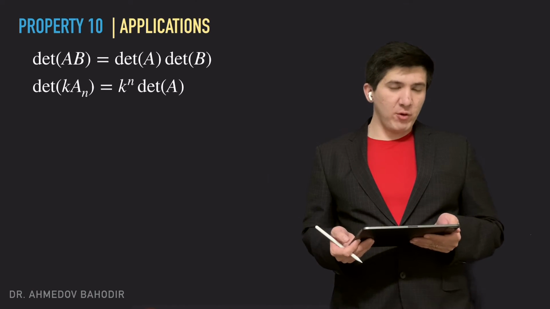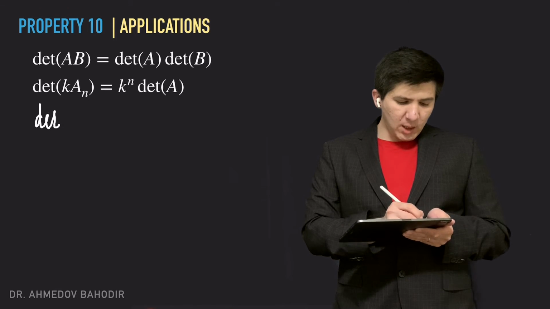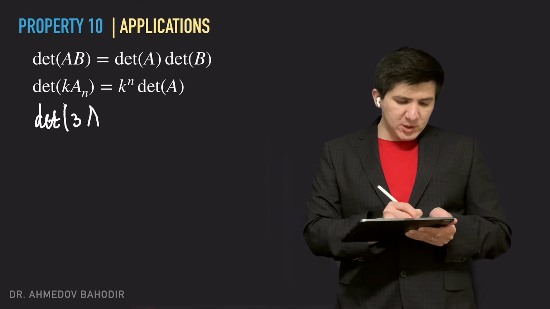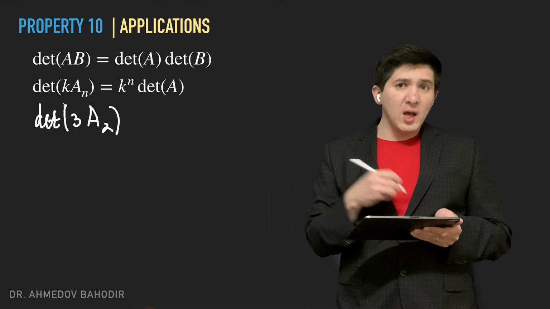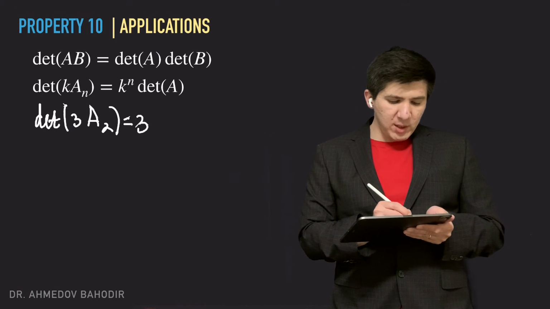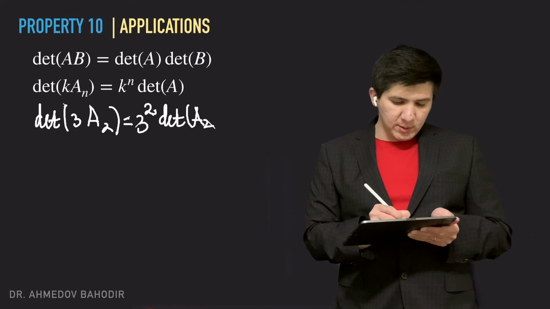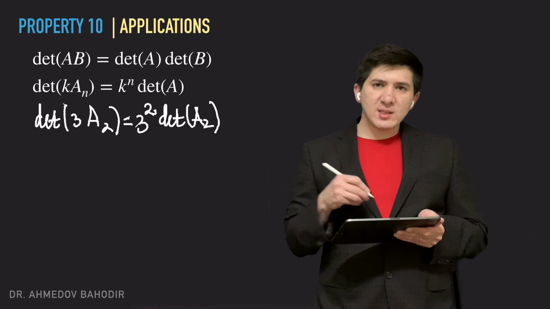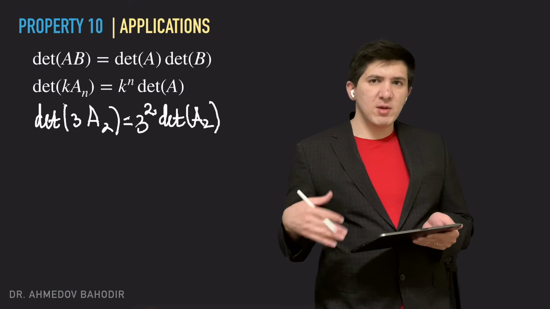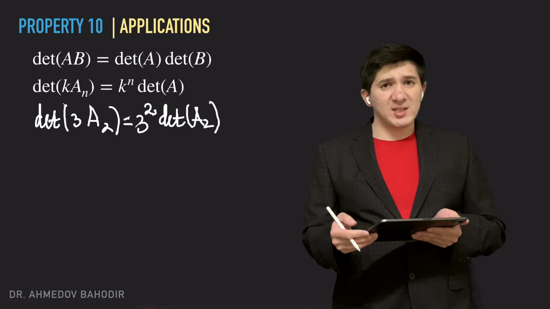Okay, for example, if you are going to multiply a constant 3 to some 2 by 2 matrix, I'm going to just put 2, it means a 2 by 2 matrix, okay? So it tells you that this is going to be 3 to the power of 2 times the determinant of the A. I think this comes from property number 3 immediately, okay? But we can try to prove this using property number 10 as well.